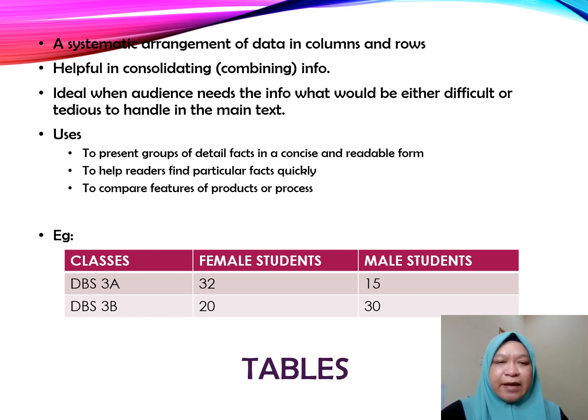So this is the table, a systematic arrangement of data in columns and rows. Usually we use a table to present groups of detailed facts in a concise and readable form, so the reader can quickly get the exact figure for each data.